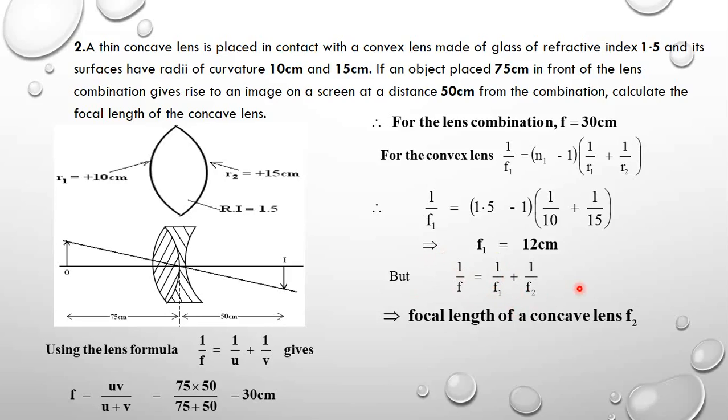And therefore, when we substitute in for F1 and F, we shall have our F2 as negative 20 centimeters. So you make F2 the subject and you get it as negative 20 centimeters. So it is negative since it is a concave lens.